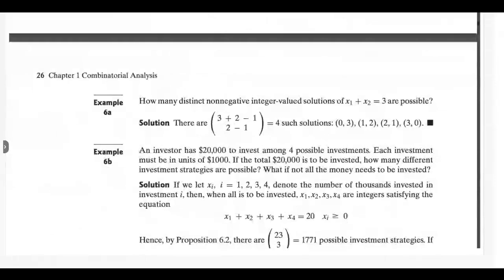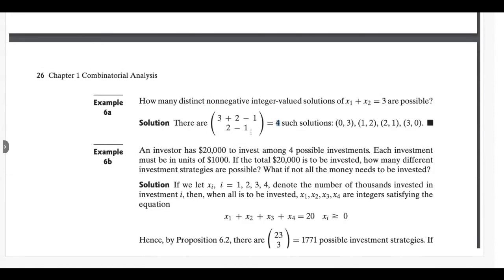So let's see 6a. How many distinct non-negative integer valued solutions for x1 plus x2? So what's r? r is 2, right? Because you see the last subscript is 2. So r is 2. What's n? n is 3. So we just use the formula, n plus r minus 1, so 3 plus 2 minus 1, then out of this, choose r minus 1. What's r? r is 2, so 2 minus 1. If we do the calculation, we just get 4, right?